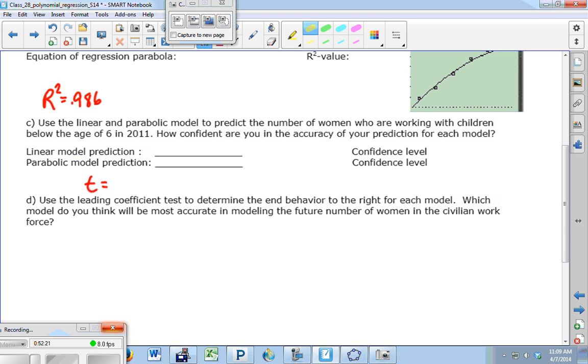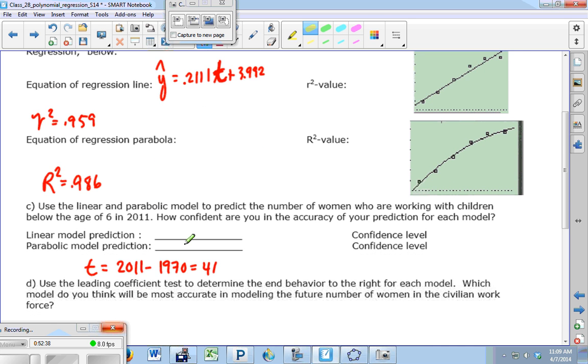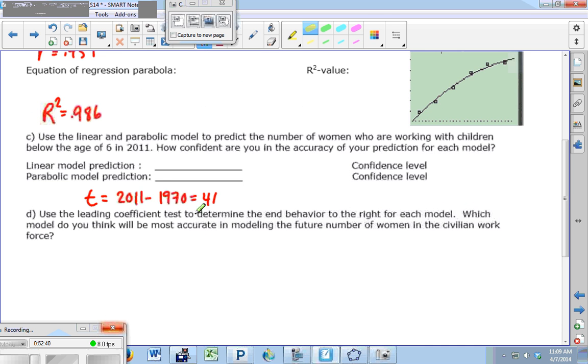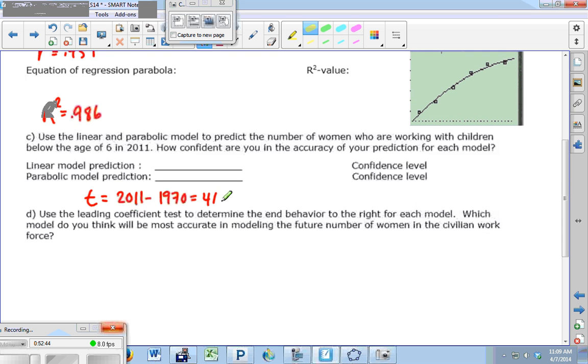What year is 0? 1970. So 2011 is 41 years from 1970. It says right here 1970. Okay. Yeah. So let's go and see what our linear model predicts for the number of women in the workforce 41 years from now.